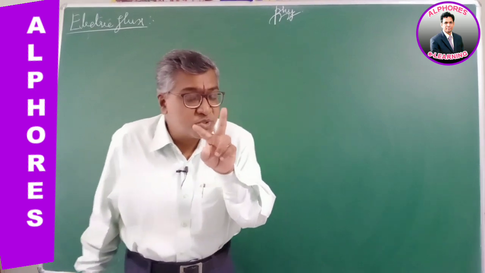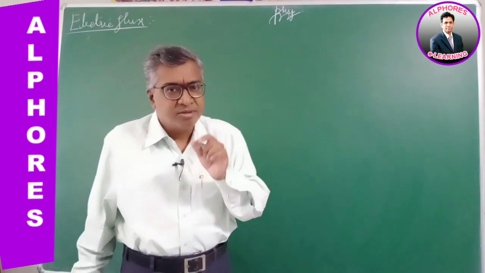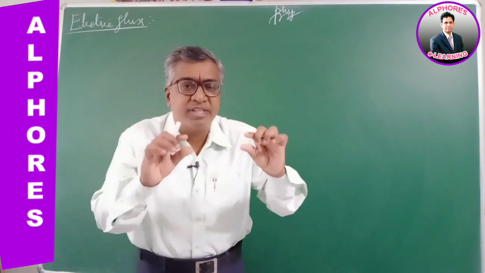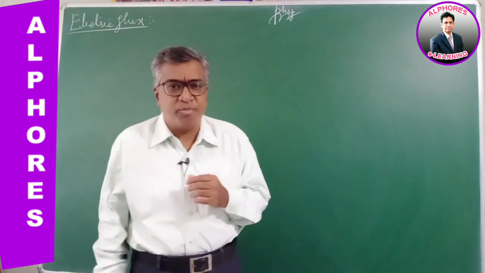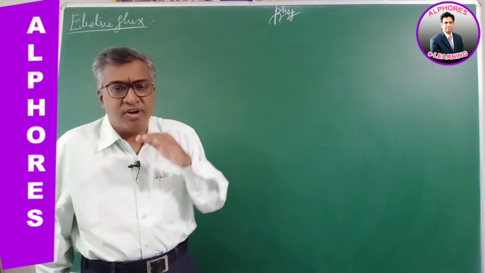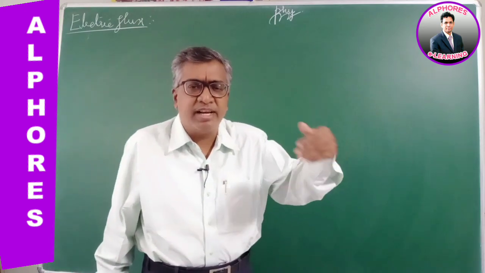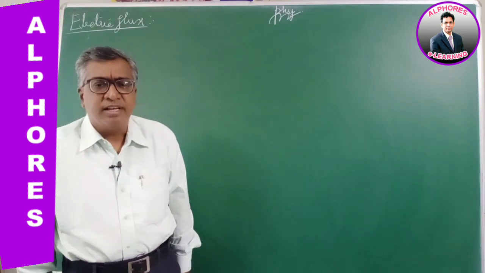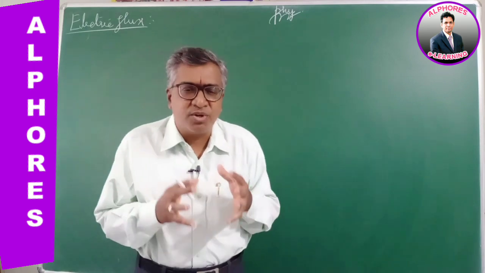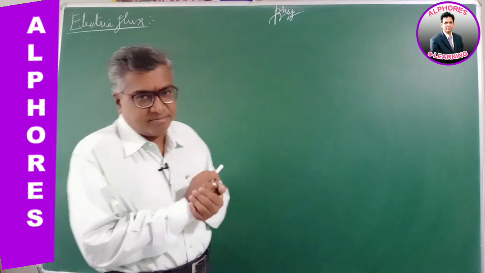Then dipole: two equal and opposite charges, positive charge and negative charge, together at some distance. Electric dipole. Then field due to dipole on the axial line, on the equatorial line, at an arbitrary point. Later, now we shall talk about electric flux.